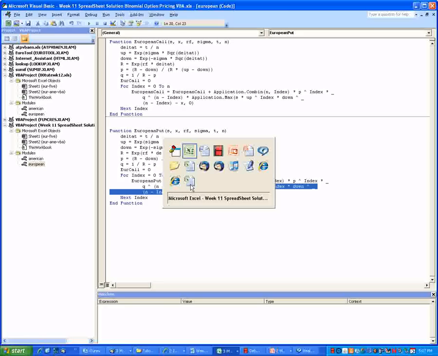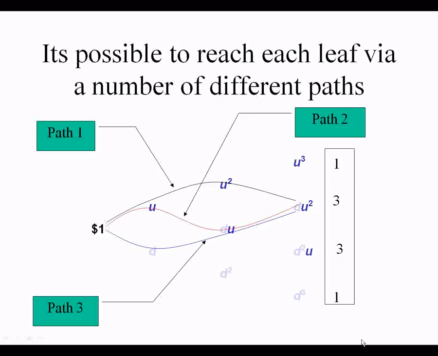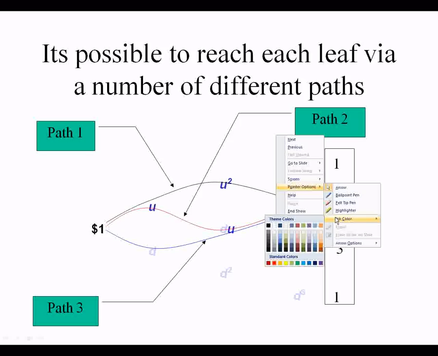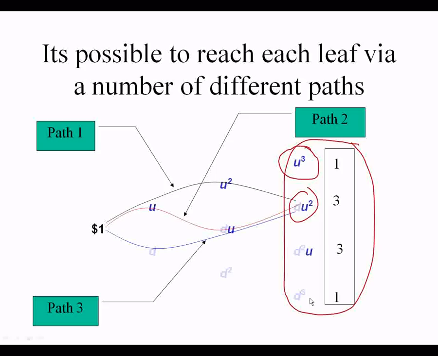So if I was to go into the PowerPoint slides from the lecture, you can see that what we're really doing is we are focusing on the leaves. Now here are the asset prices, but we're not interested in just the underlying stock prices at each leaf. We're actually interested in the option price. Now for a put option, that's the strike price minus the stock price. Strike minus the stock price and so on.